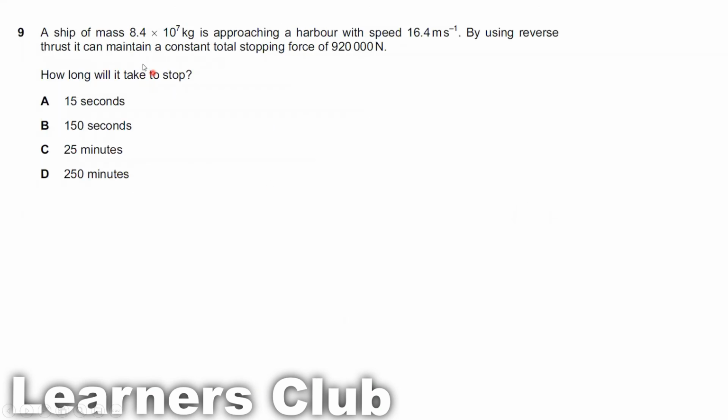A ship of mass 8.4 into 10 to the power 7 kg is approaching a harbor with speed 16.4 meter per second. By using reverse thrust, it can maintain a constant total stopping force of 920,000 Newton. How long will it take to stop? So this is the mass of the ship. It's traveling from 16.4. If you have to reduce the speed to 0 meter per second, that means if you have to stop this, you need to provide a constant stopping force of 920,000.